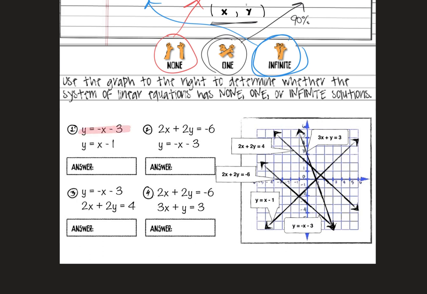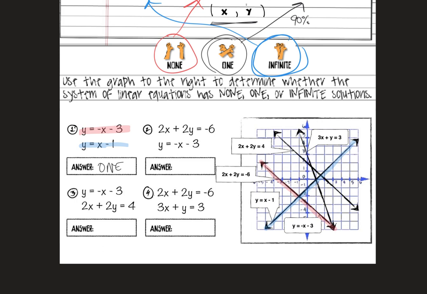For instance, if I was looking at this line, which is y equals negative x minus 3, that is this line right here. And I'm looking at this line, y equals x minus 1. That is this line right here. And these lines intersect only once, so we can go ahead and say that there is one solution. That's it. And actually, if we were being specific about the solution, it is the ordered pair negative 1 comma negative 2, but we're just going to look at identifying the lines.